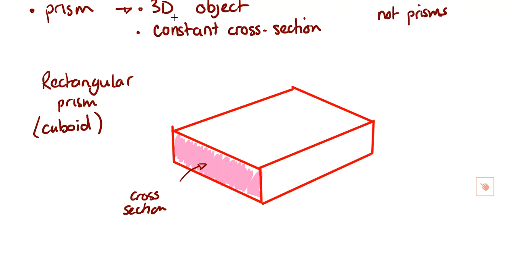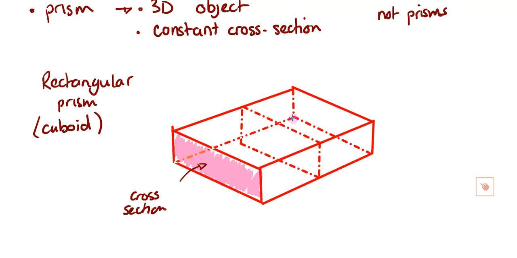The constant cross section is, imagine it is like a slab of butter. If I were to cut it halfway through, what shape would I see? Another one of the same as what's on the end. So that's what it's called, a cross section. If I cut across it, I get a constant shape. So everywhere through this shape is always the same, not similar, the same rectangle.